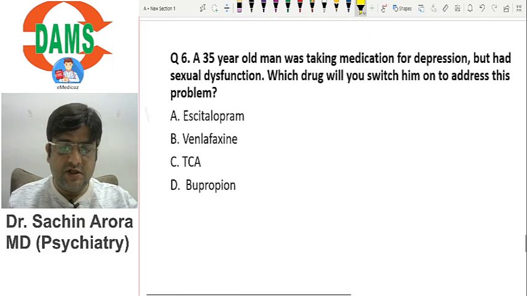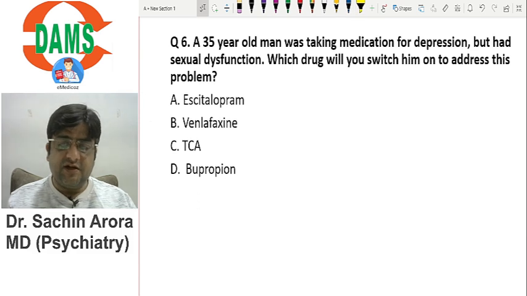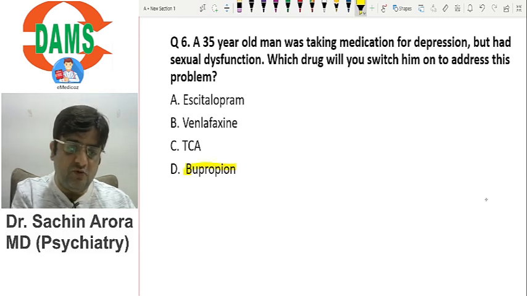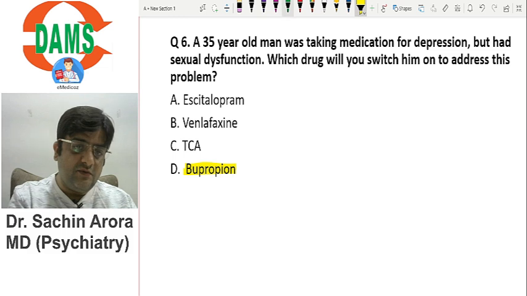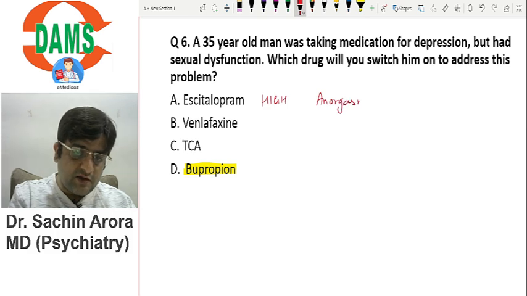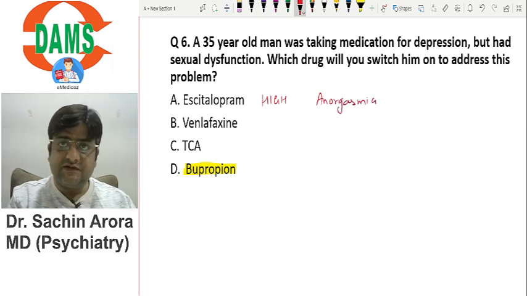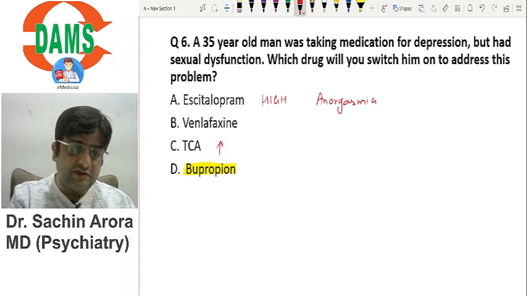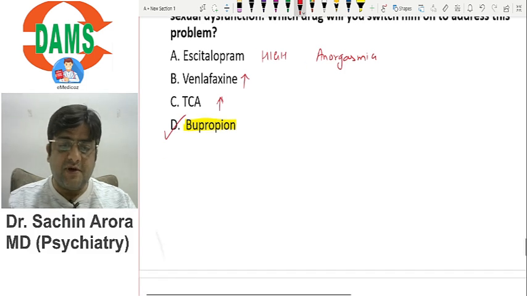Last question. A man was taking medicine for depression but had sexual dysfunction. Which drug would you switch him to, to address his problem? Answer should be bupropion. Escitalopram causes very high sexual dysfunction in the form of anorgasmia, delayed orgasm. TCA also causes sexual dysfunction. Venlafaxine also causes it. Answer is bupropion.